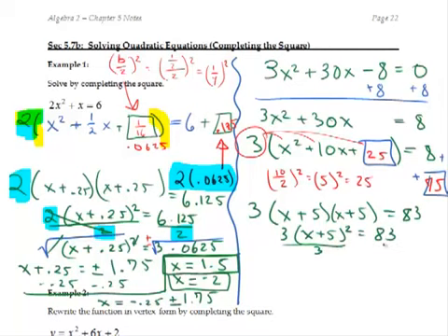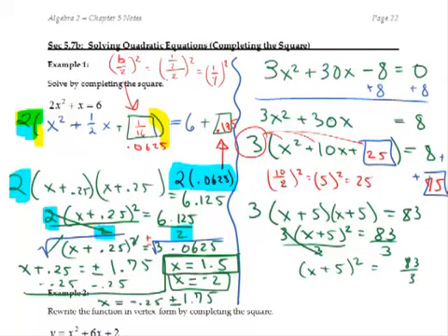Divide both sides by 3. And 83 divided by 3 is x plus 5 quantity squared equals 83 over 3. This is not a nice decimal. It does not end, so we're going to leave it as a fraction.